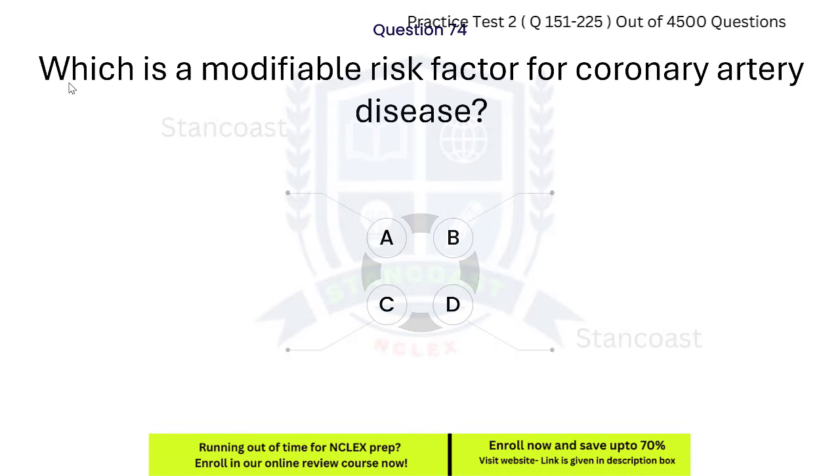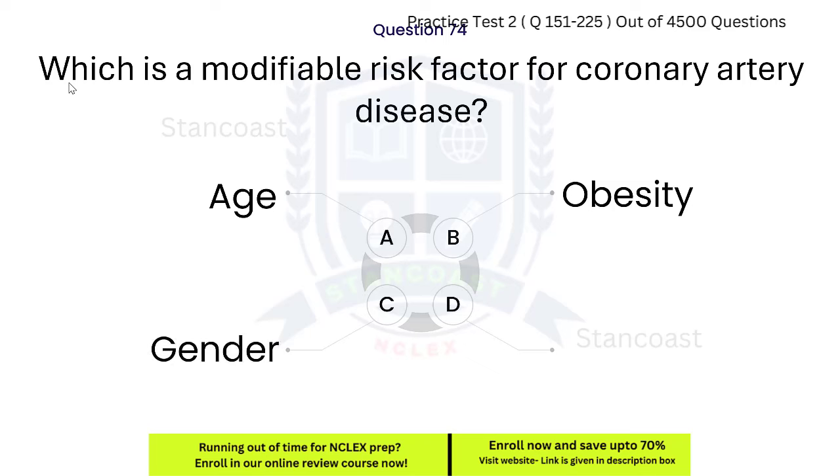All right, let's continue. Which is a modifiable risk factor for coronary artery disease? A. Age. B. Obesity. C. Gender. D. Heredity. Think about which factors can be changed through lifestyle.